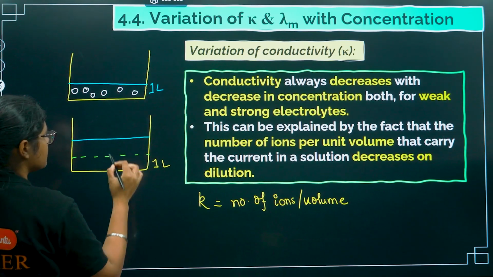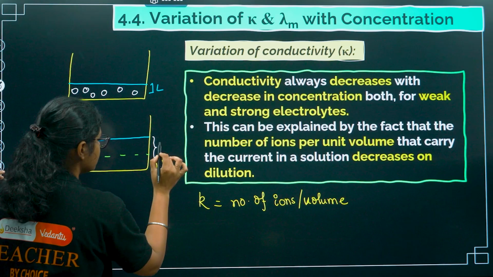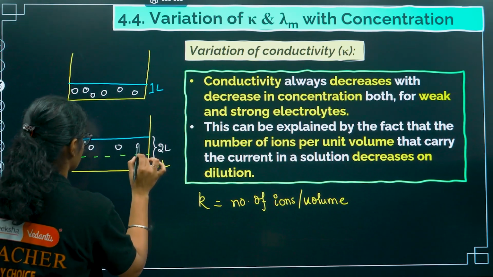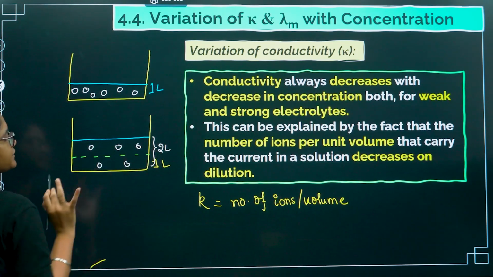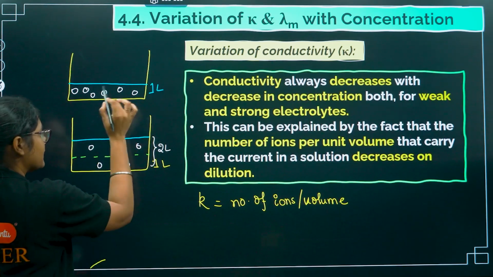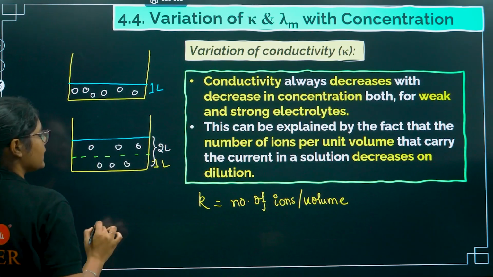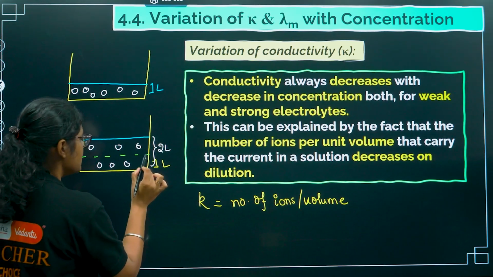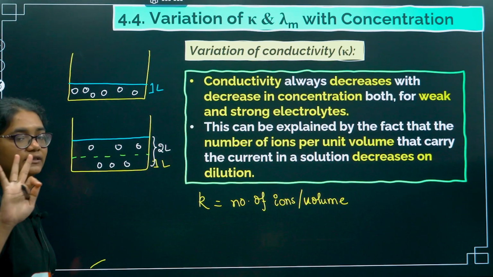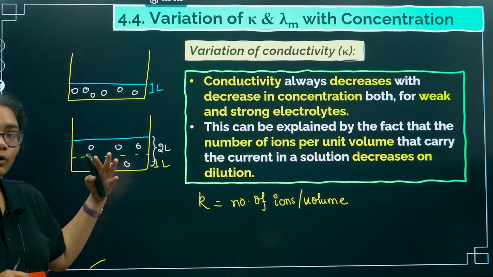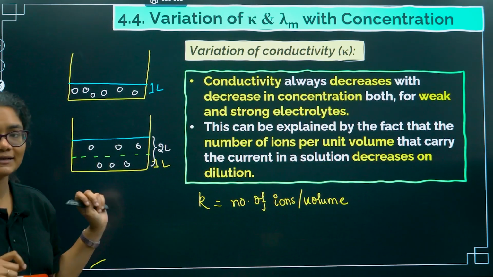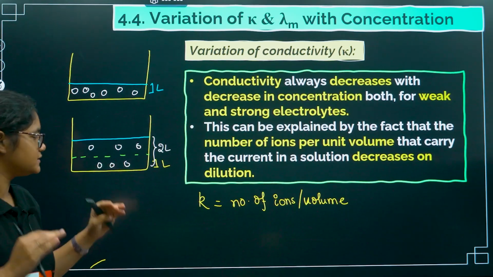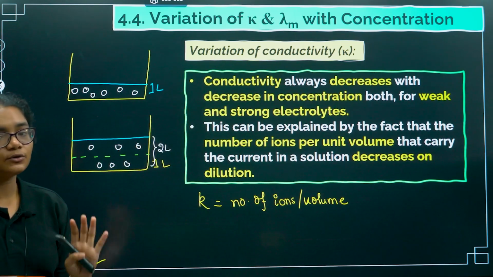Now I have added some water, another 1 liter, so it has become 2 liters. Now these 5 ions will not remain like this, because you have added more water. So this will be the condition now. Per unit volume, at that time how many ions were there? 6 ions, right? Now when you add water, the ions start moving, and per unit volume only 3 ions are left. So where will conductivity be more? Here it is more and here it is less. So when you dilute it, when the concentration decreases, the conductivity also decreases.